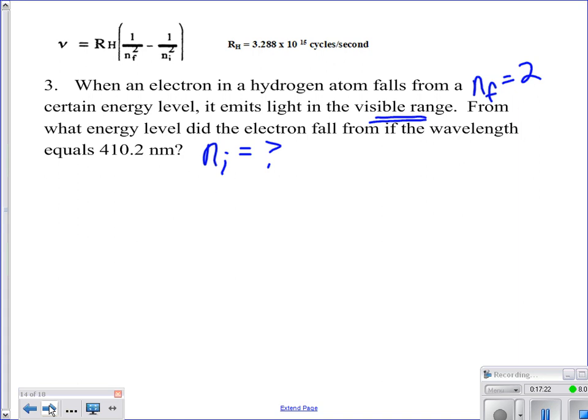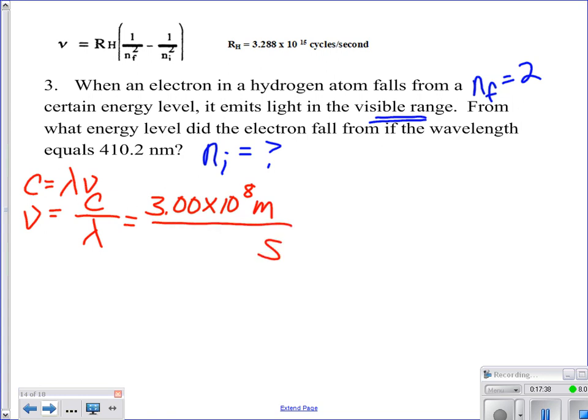And we're going to do that using this formula. So we're going to say our frequency equals our speed of light divided by our wavelength. So there's our speed of light divided by our wavelength, which is 410.2 nanometers. Uh-oh, nothing cancels. So let's make it cancel. Make your meters go away. Make your nanometers go away.